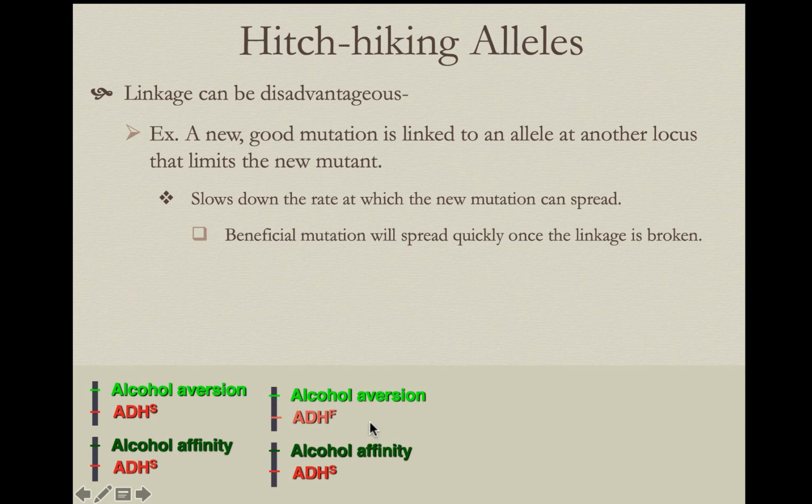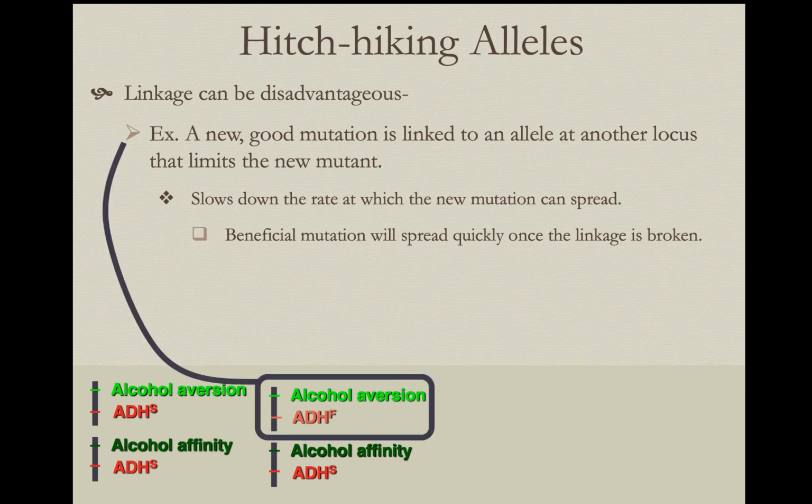If this mutation happens to occur in an individual that has alcohol aversion, that's just a tragic situation, right? Now they have the ability to utilize this alcohol as a food source, but they have a natural behavioral aversion to this so that they won't even try it. So here we have the potential beneficial mutation, but because it's in linkage disequilibrium, close spatial linkage with the alcohol aversion allele, the potential for this beneficial mutation to spread in the population is going to be limited. So this is limiting the potential for this new mutation to spread in the population.